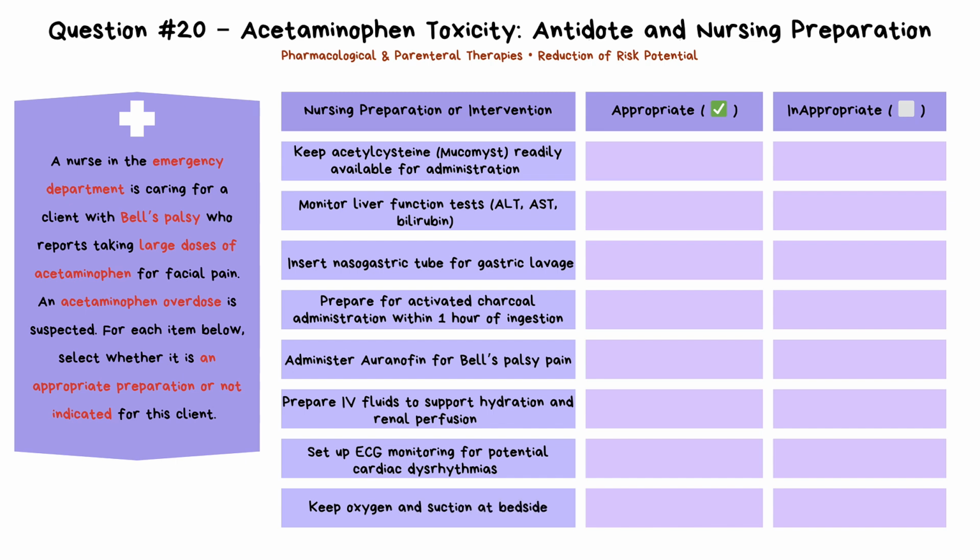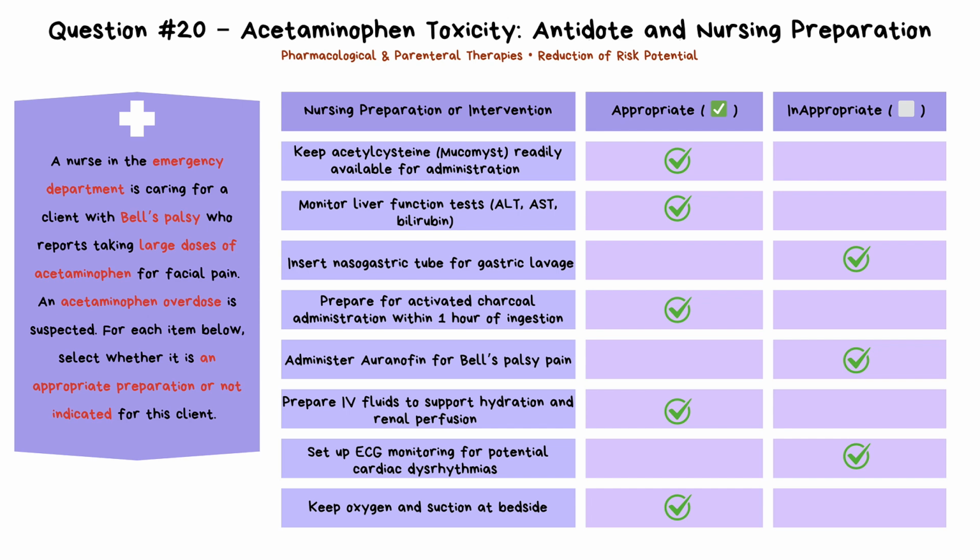Take a moment and think through which of these are truly appropriate for acetaminophen toxicity and which are unrelated or even unnecessary. Correct selections and explanation. Appropriate preparations include keeping acetylcysteine available, the specific antidote that replenishes hepatic glutathione and prevents liver damage. Monitoring liver function tests for early signs of hepatic distress.